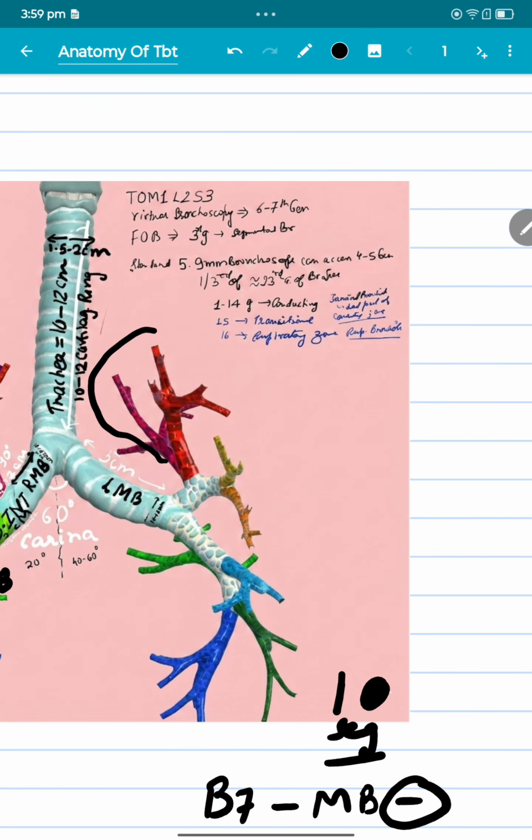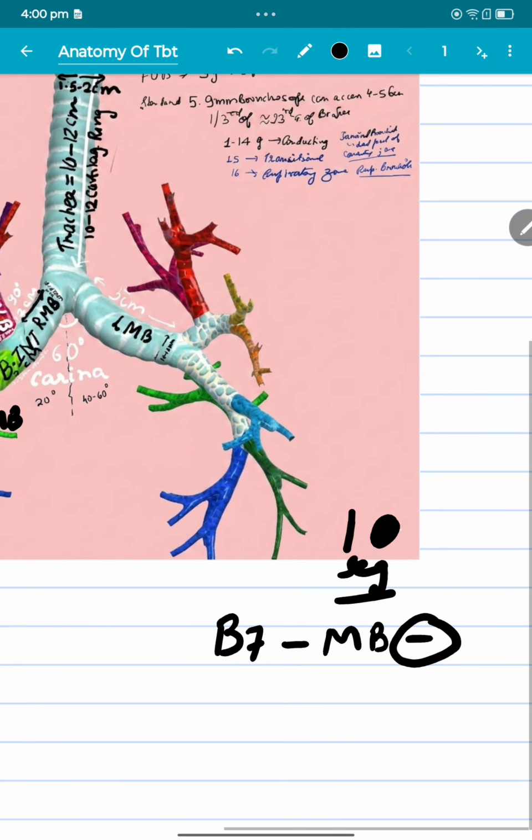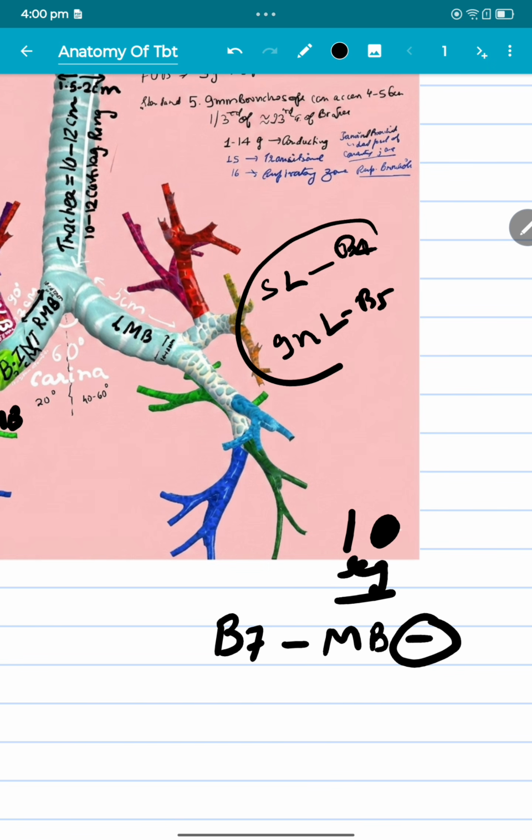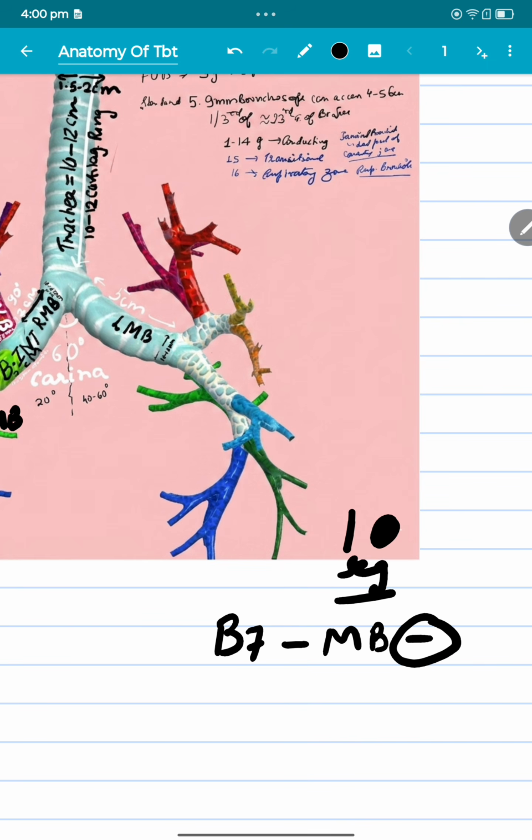In the upper lobe, as you all know, we have B1 plus 2, apical and posterior, and then we have B3, which is the anterior segment. This is the superior lingular, this is the inferior lingular, B4 and B5. These are the parts of the upper lobe.